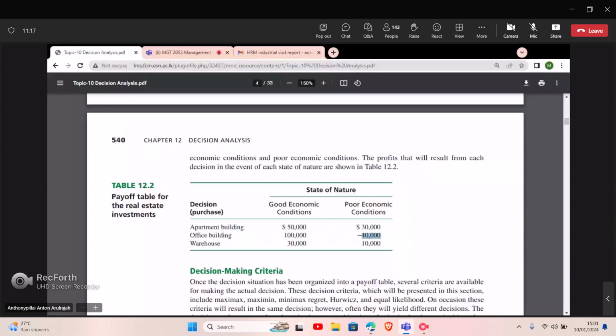Okay. If I purchase a warehouse building and the economic condition is good, you can earn 30,000. If the economic conditions become poor, you can only get 10,000.